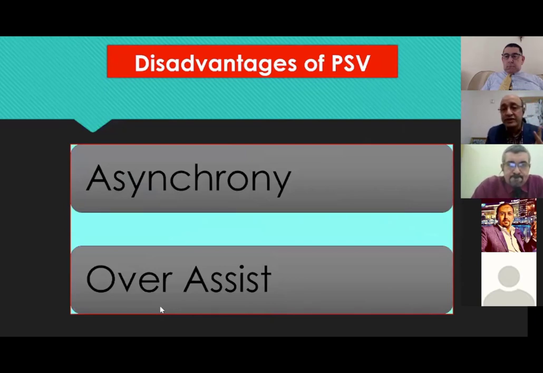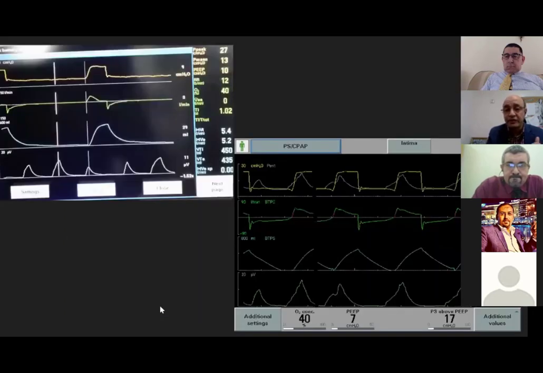One of the two major side effects of pressure support is asynchrony and over-assist. How do you know the asynchrony with NAVA? If you see that the NAVA or diaphragmatic wave is not consistent with the ventilator wave, this is asynchrony, as simple as that. If you look here on the top right side, this is diaphragmatic activity. Well, there is no air delivered with this cycle at all. The ventilator was in the expiratory time. So this was wasted effort.